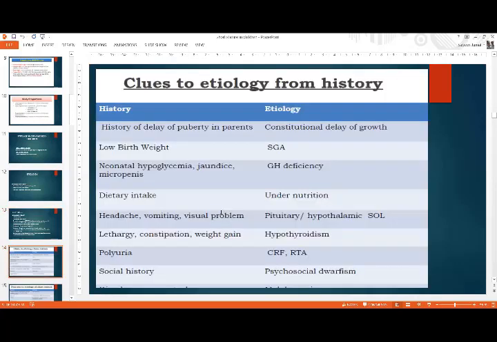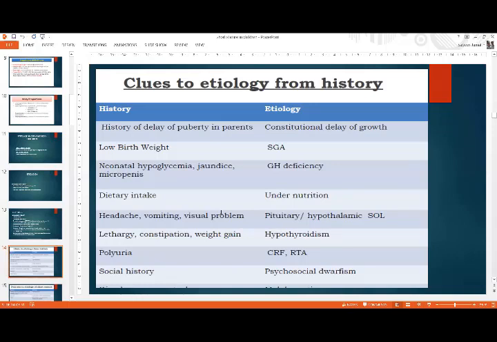There are certain points in the history, if we take it from the parents and the child, that will help us in determining the etiology of short stature. For example, if a mother gives the history of delayed puberty in the parents of the child, most likely the cause would be constitutional delay. If there is history of low birth weight, then this will be a case of small for gestational age. If there is a history of hypoglycemia in the neonatal period, jaundice, or some other causes, then this will be due to growth hormone deficiency.